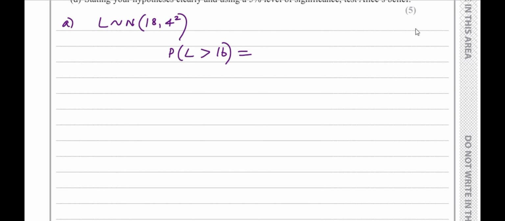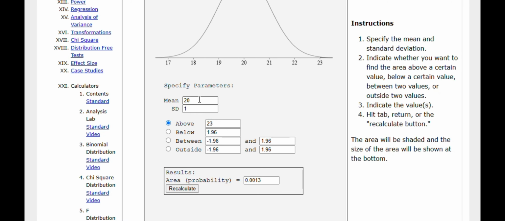So let's go to the normal distribution calculator. We put mean equal to 18, standard deviation 4. And since it doesn't include 16 hours, I should be putting above 16, right? And that is 0.6915.